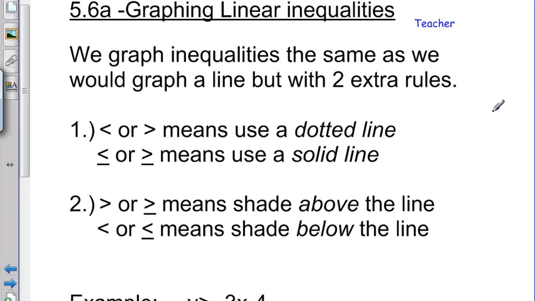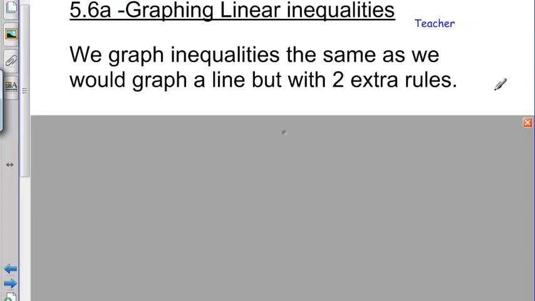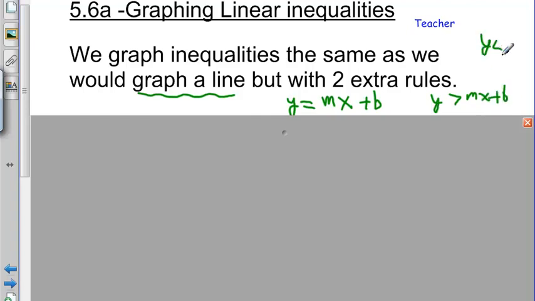So the things you want to copy down right now are, we're graphing inequalities using the same rules we'd use to graph a line. So it's the same as graphing a line, okay? If you can graph something that's in y equals mx plus b, now all I'm asking you to do is graph something that's y is greater than mx plus b, or maybe y is less than or equal to mx plus b. So there are 2 extra rules.